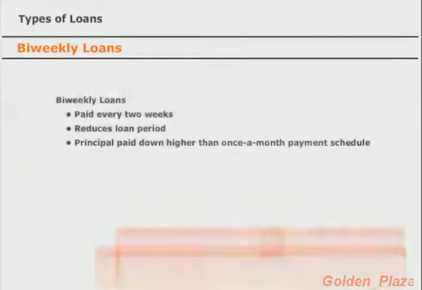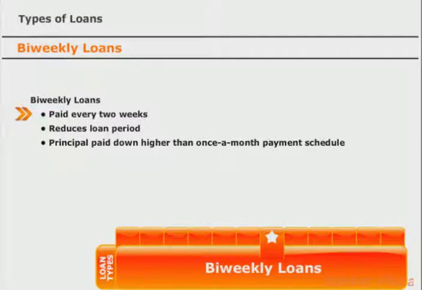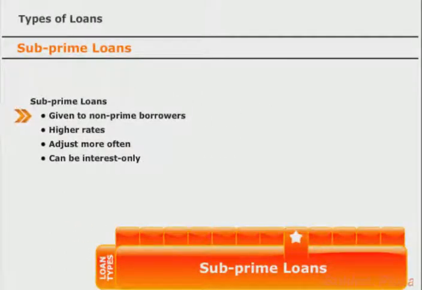Biweekly loans are paid every 2 weeks and are used as a tactic to reduce the time that the loan has to mature, because the principal is being paid down a lot faster than with the normal once-a-month payment schedule. Generally speaking, a subprime mortgage is given to borrowers who are not considered prime or who don't possess good credit. Subprime loans generally have rates that are higher or, if they are adjustable, adjust more often than prime adjustable loans. Subprime loans also can be interest-only, which we explain next.